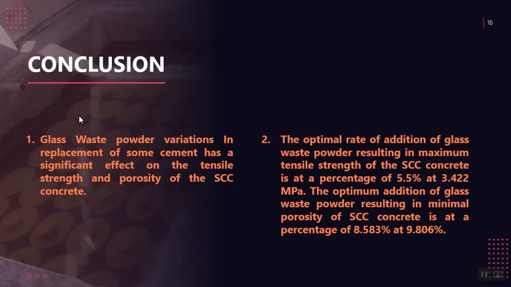And this is the conclusion. First, the glass powder variation in replacement of some cement has a significant effect on the tensile strength and porosity of the self-compacting concrete. And the second is that the optimal rate of addition of glass powder, resulting in maximum tensile strength of the self-compacting concrete, is a percentage of 5.5% at 3.422 megapascal. The optimum addition of glass powder resulting in minimal porosity of self-compacting concrete is a percentage of 8.583% at 9.806%.